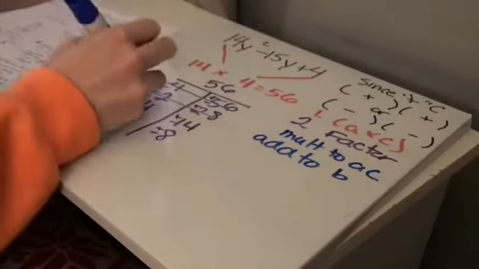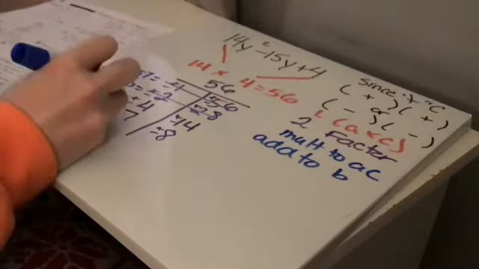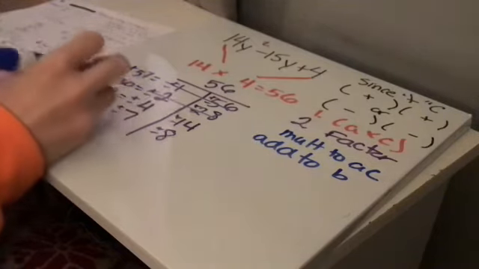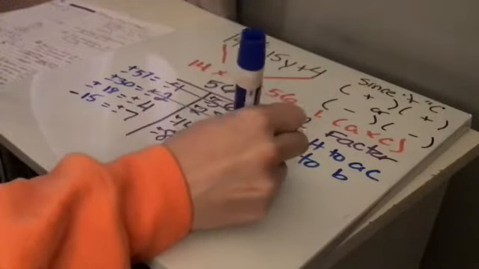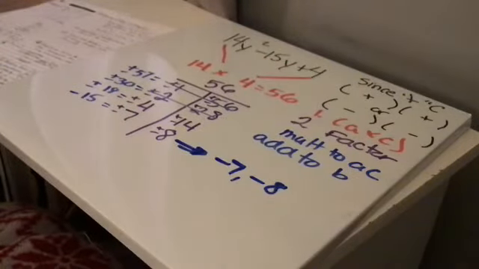4 plus 14, this is going to be 56. If we add them together, we're going to get positive or negative 18. Then 7 plus 8 is 15, but we want negative 15. So we're going to use negative 7 and negative 8. Okay?